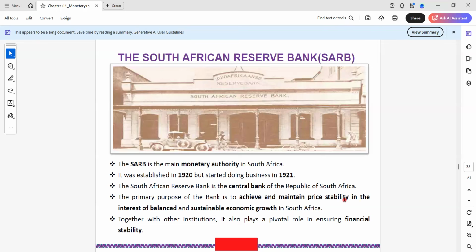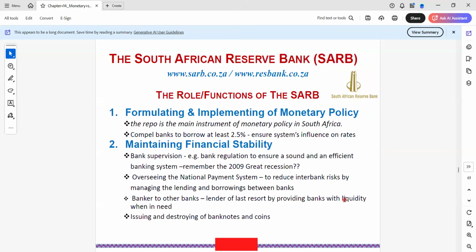Not too high, not too low, but just fine. So yeah, we're talking about the purpose of the South African Reserve Bank. It is to achieve and maintain price stability and also sustainable economic growth. And then, together with other institutions, it also plays a pivotal role in ensuring financial stability.